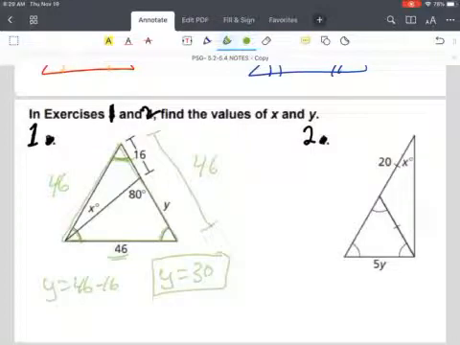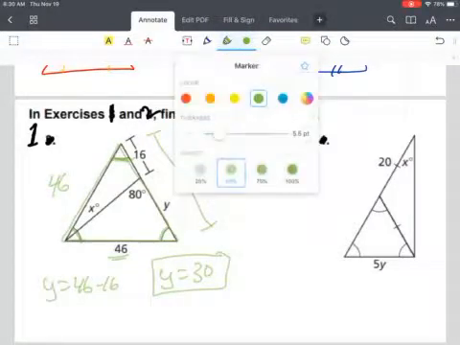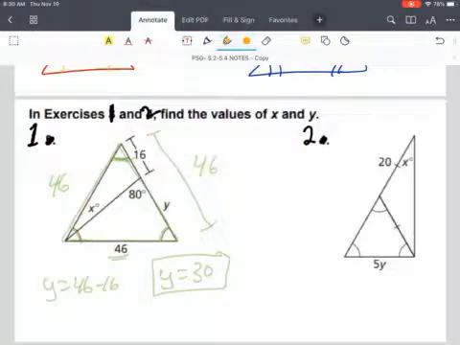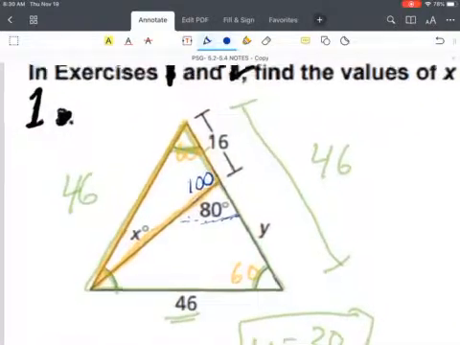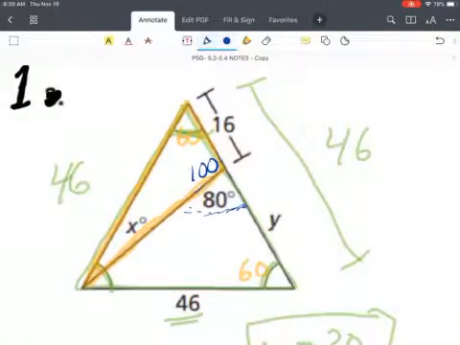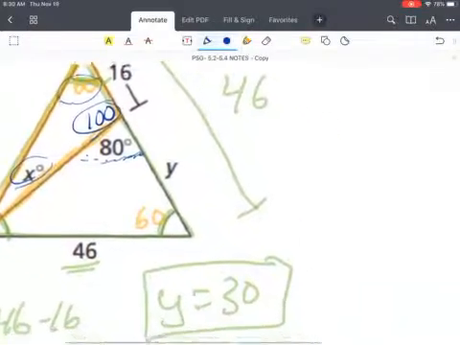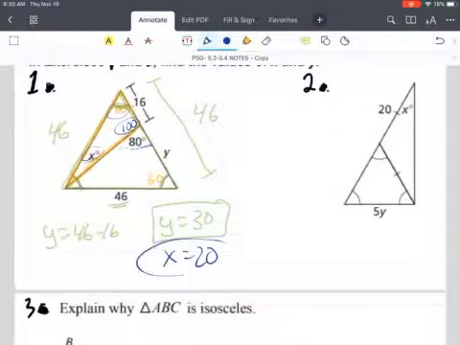Now, in order to find x, I need to remember that when we say all of the angles are the same, that means all of them are 60 degrees. So up here is 60 degrees. So now I'm only going to look at this little triangle up here with x. Because this angle is 80, its supplement is 100. So now inside that little orange triangle here, I have x, 60, and 100, which means x has to be equal to 20.